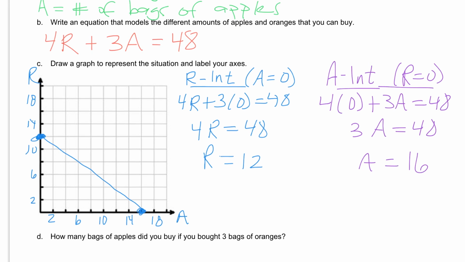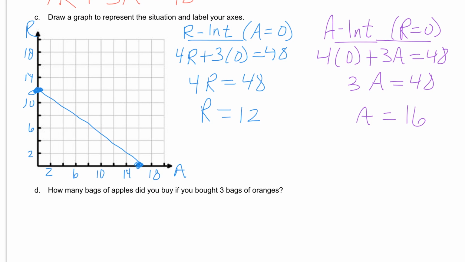Now if I go to letter D, letter D says, how many bags of apples did you buy if you bought 3 bags of oranges? So it's asking again, how many apples? So A is what I don't know. And then it says, if you buy 3 bags of oranges. So I know R is equal to 3. So I'm going to plug that R into my original equation. So I get 4, and instead of R, I'm plugging in 3 for R, plus 3A equal to 48.